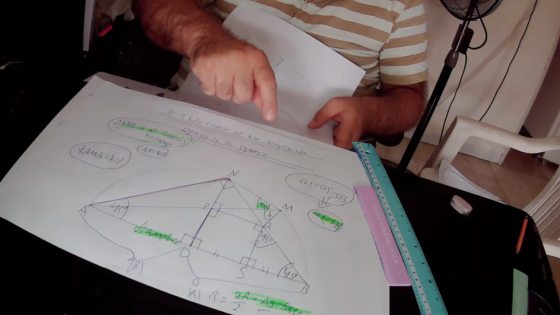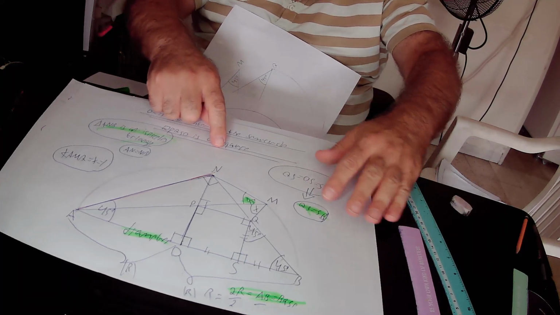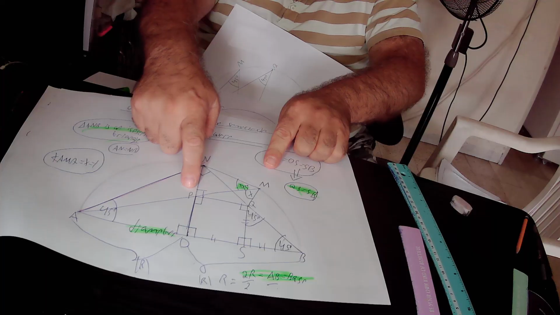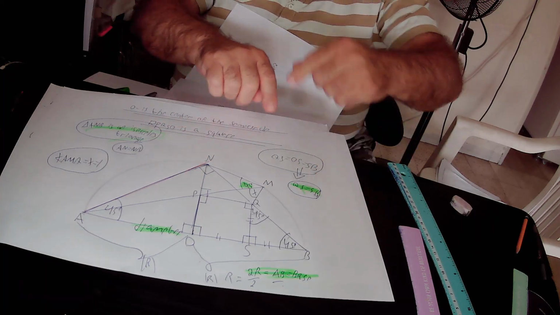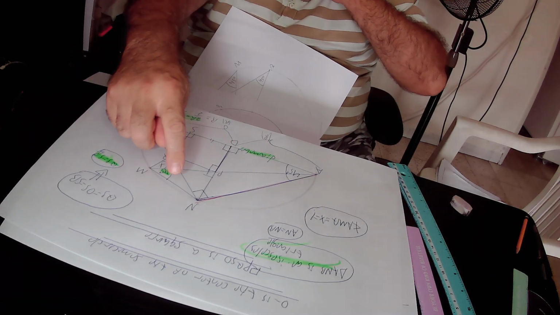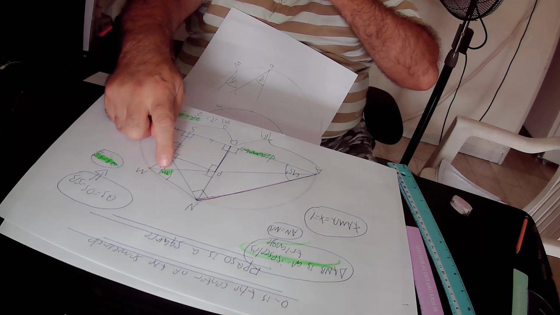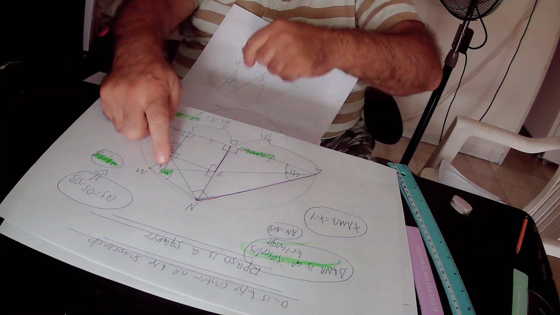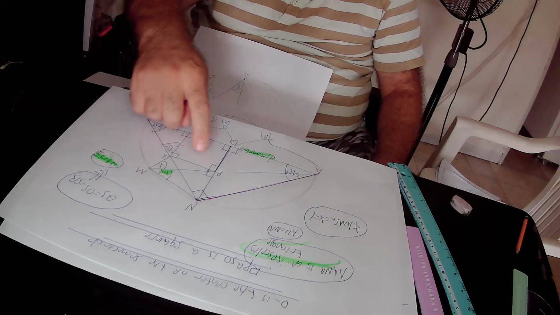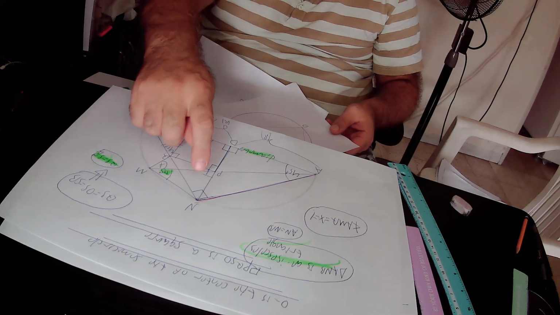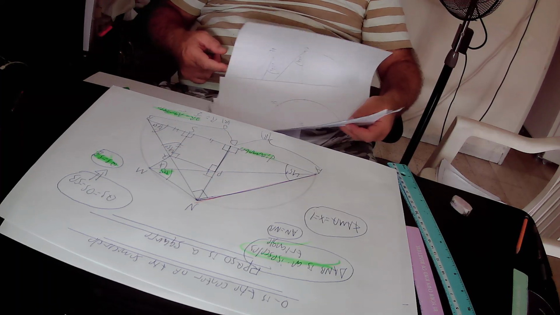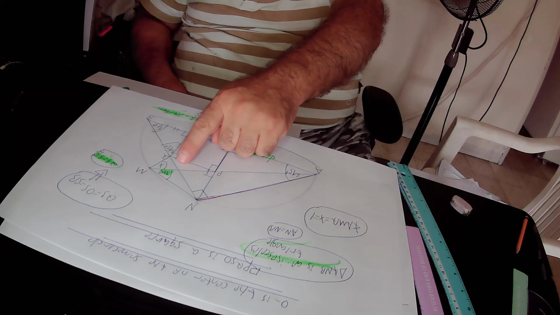I copied those two angles. This is angle NMP. That's subtended on the base NP, and we also have angle NQP, which is also subtended on the same base NP. But first of all, we have to find out the value of this angle NQP.